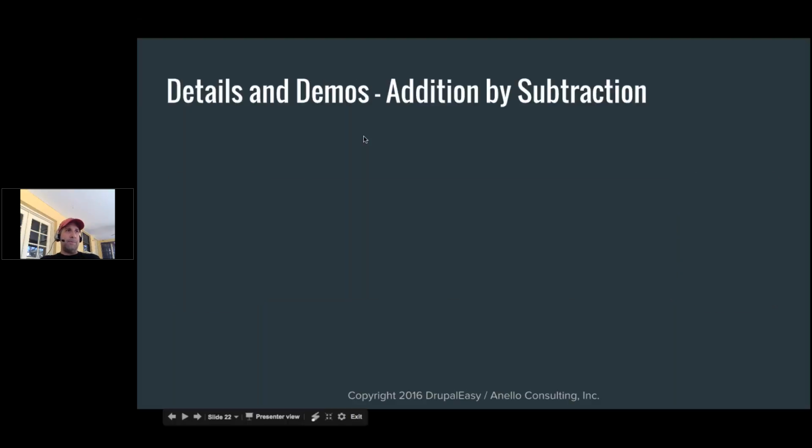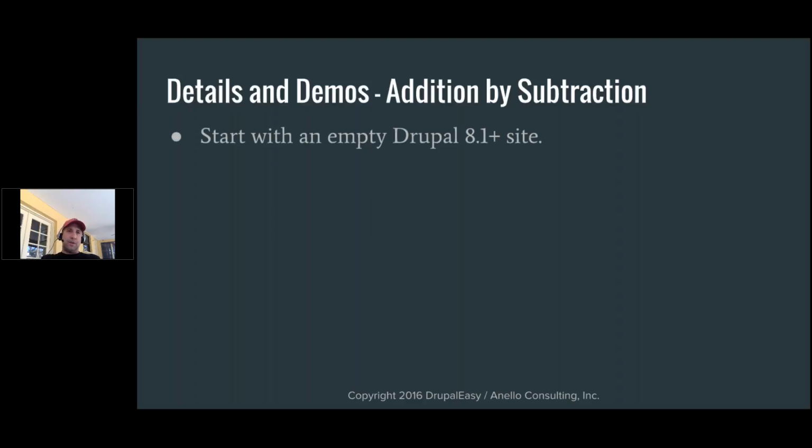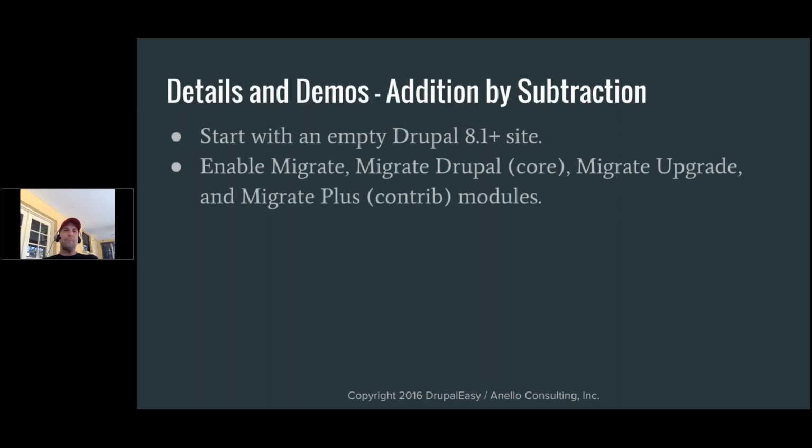Okay, so let's talk about addition by subtraction here. So again, start with the Drupal 8, in this case, I'll say 8.2 site. We're going to enable migrate and migrate Drupal. Again, those are in core. But then we're also going to do some contrib modules, migrate upgrade and migrate plus.